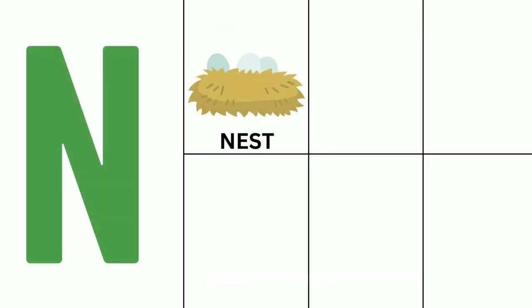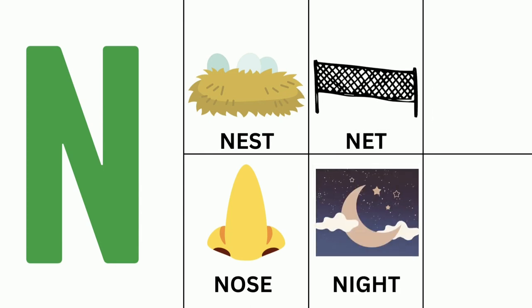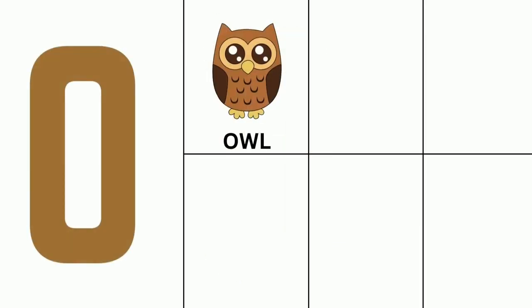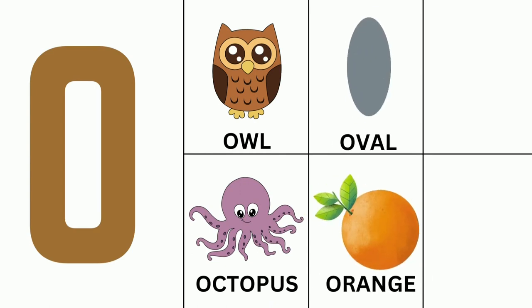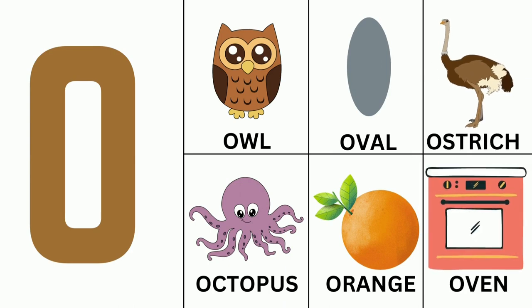N for nest, N for nose, N for net, N for night, N for nails, N for nurse. O. Let's learn the word starts with O. O for owl, O for octopus, O for oval, O for orange, O for ostrich, O for oven.